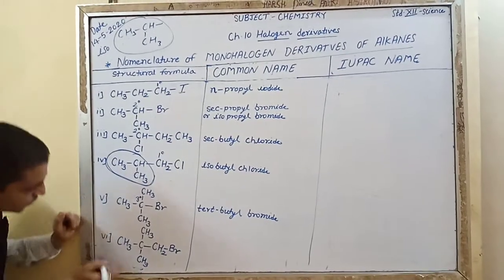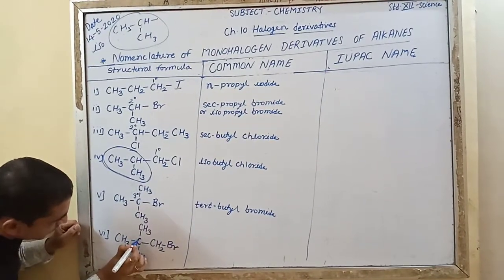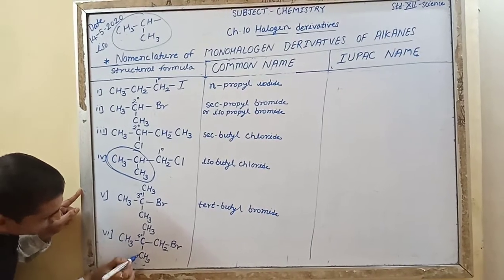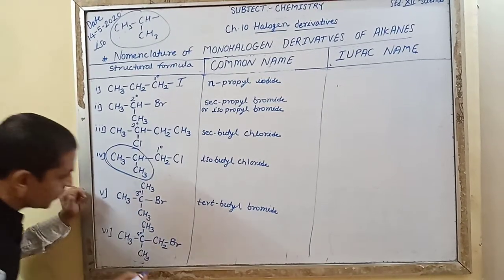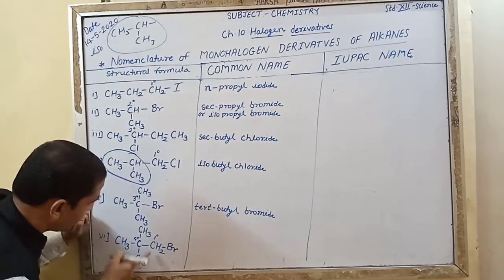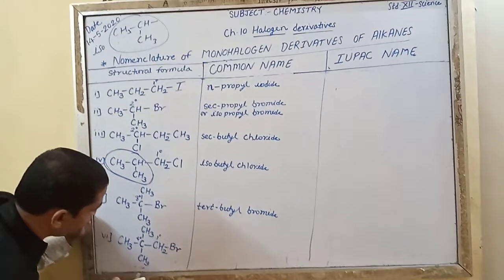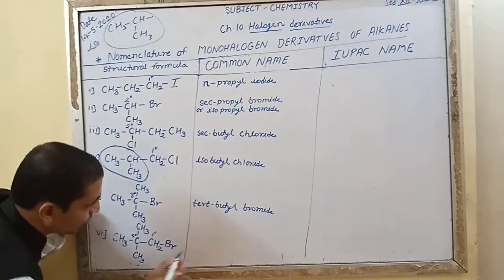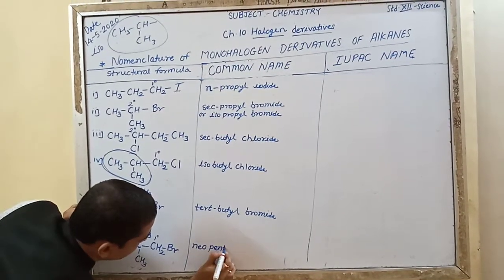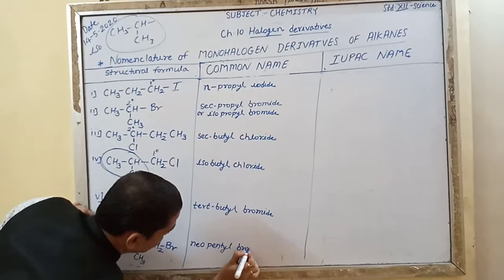Now come to the structures. Again see the center carbon atom. It is a quaternary carbon atom because this carbon atom is attached to 1, 2, 3 and 4 carbon atoms. And again here Br is attached to a primary carbon atom. Now count the total number of carbon atoms: 1, 2, 3, 4, 5. So you get its name: neopentyl bromide.